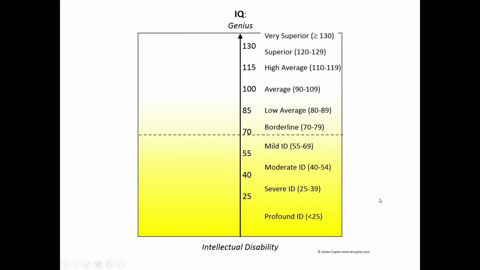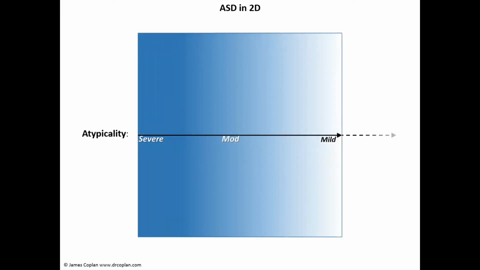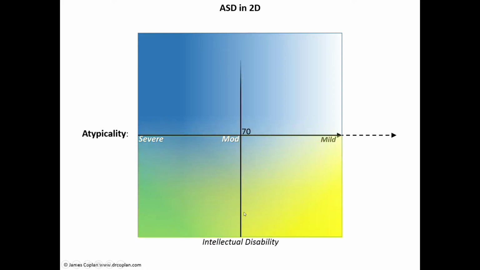So we have these two different graphs. One is a horizontal graph, the other is a vertical graph. And then what we did was we put those two together. So here we have, from left to right, the degree of atypicality, ranging from severe to moderate to mild. And then we superimposed on that a second graph, degree of intellectual functioning, from intellectual disability. This would be borderline, 100 would be average. I didn't mark it on the scale, and then up here would be genius. So we have all these different combinations.